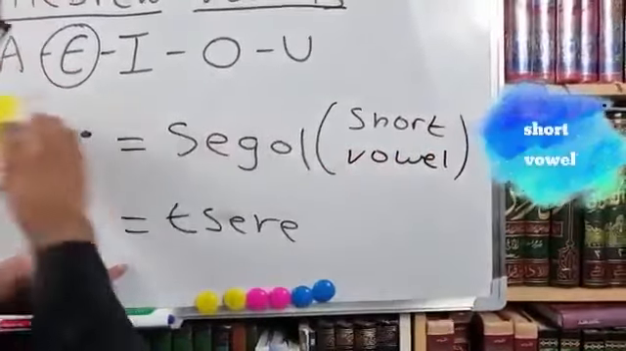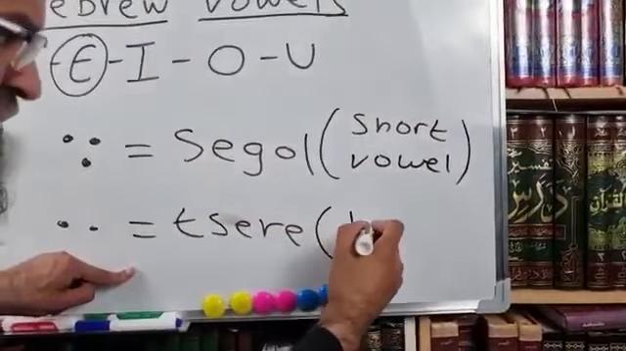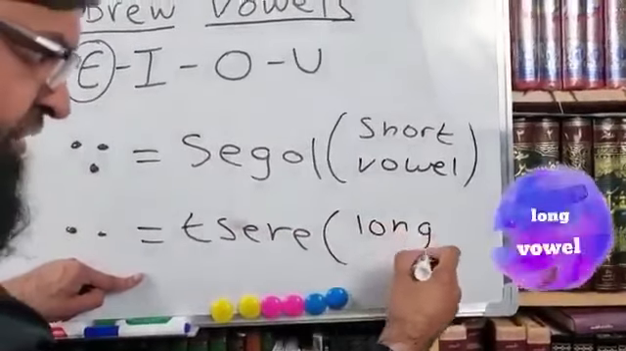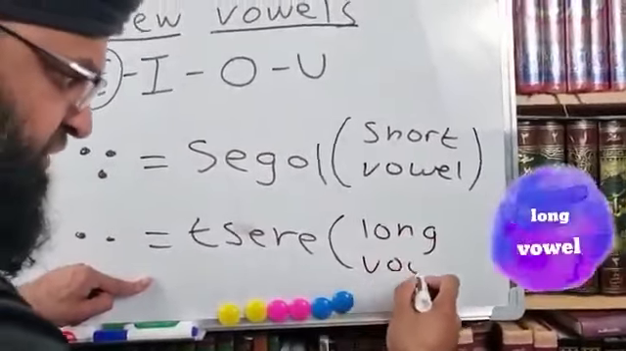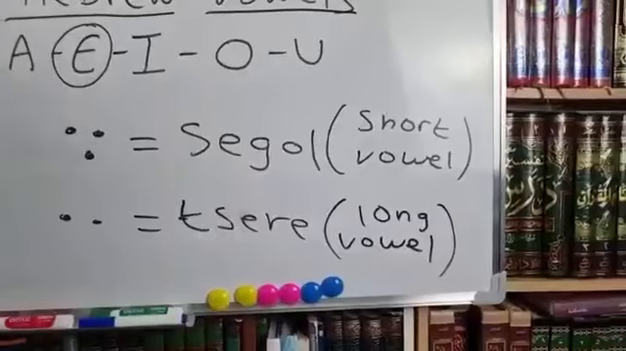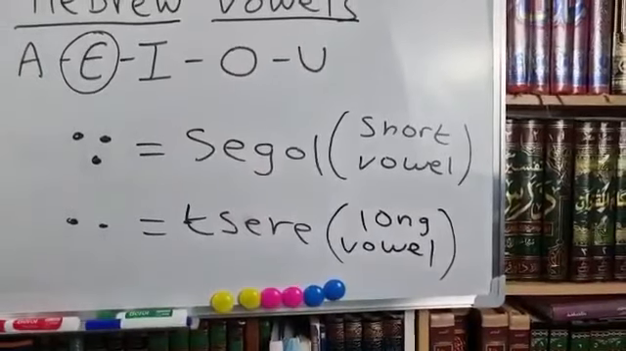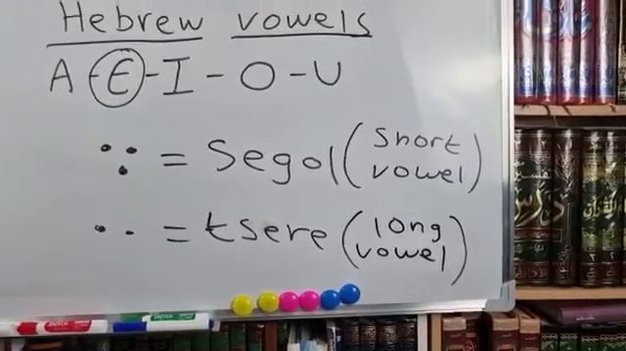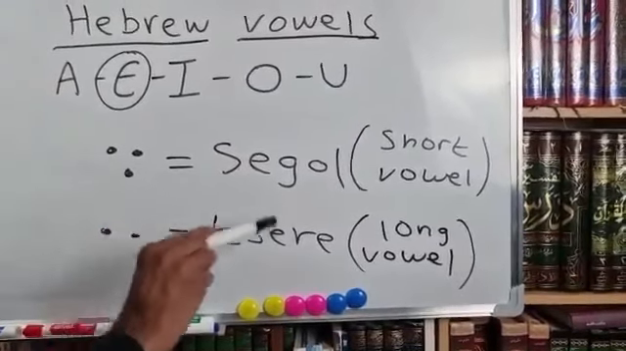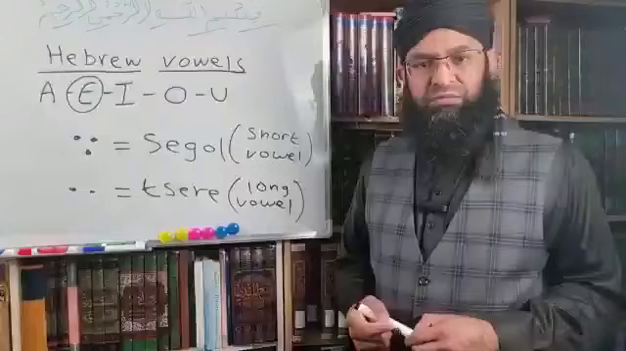It's a short vowel, and the Zeri is called a long vowel. Now we'll come on to more about that in later videos. Today, we're going to be looking at how to pronounce the Hebrew letters with these Nikud, with these diacritics.